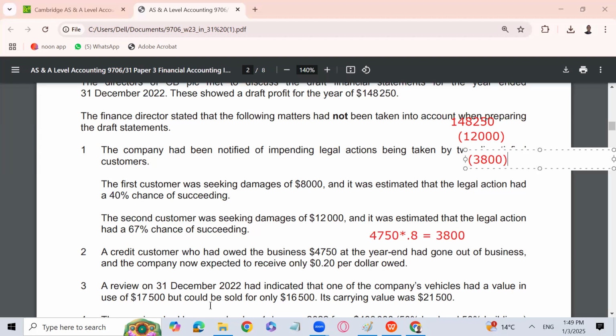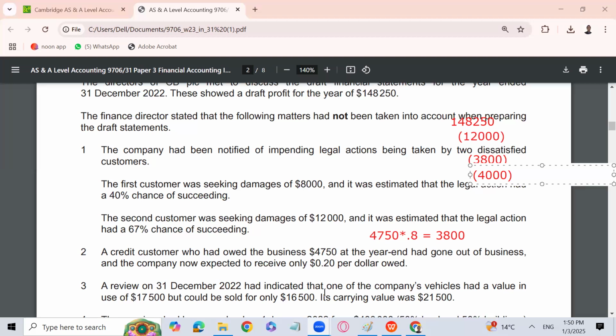So recoverable amount is the higher of fair value and value in use. That is 17,500. 21,500 minus 17,500, so 4,000 is going to be the impairment loss, and it needs to be subtracted from the profit for the year because these adjustments have not been taken into account. 16,500 is the fair value.